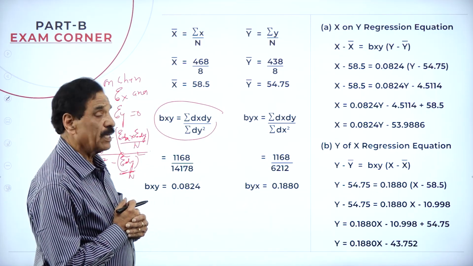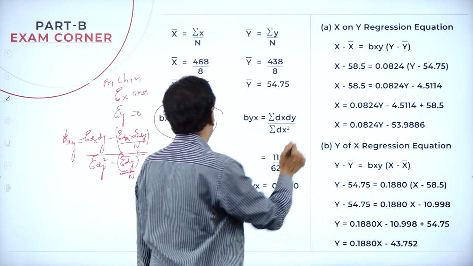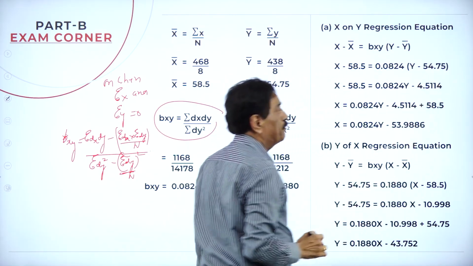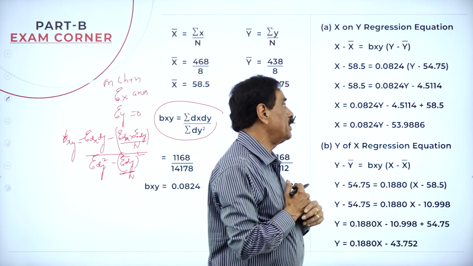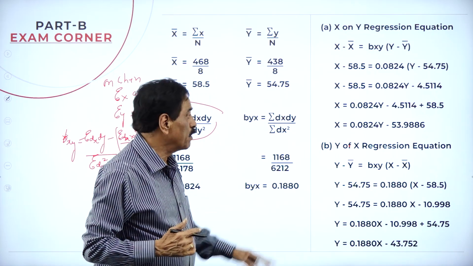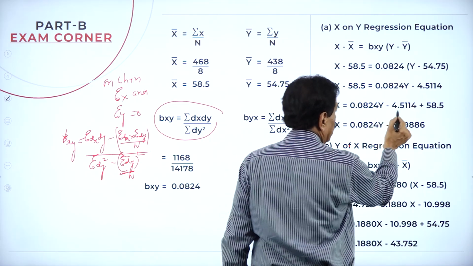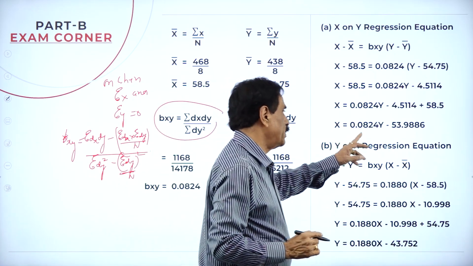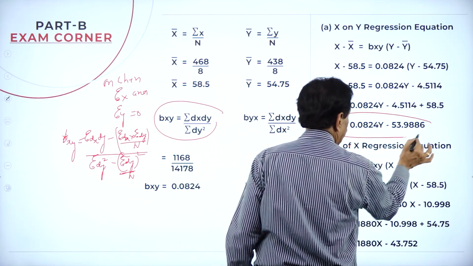Apply now. Regression equation of x on y: x minus x mean equals bxy into y minus y mean. Here x mean is 58.5, bxy is 0.0824, and y mean is 54.75. So x minus 58.5 equals 0.0824 times y minus 54.75. Multiplying out, x is equal to 0.0824y minus 4.5114 plus 58.5, so x is equal to 0.0824y plus 53.946. So this is the equation.